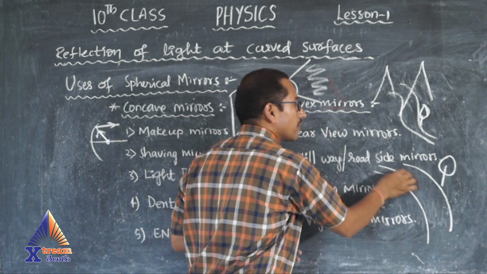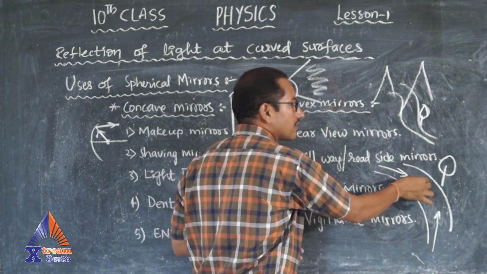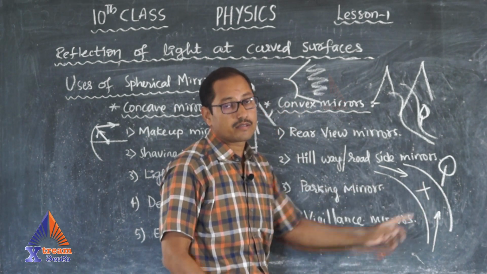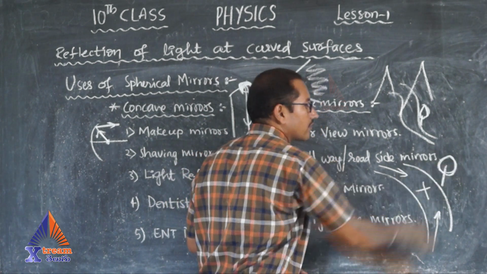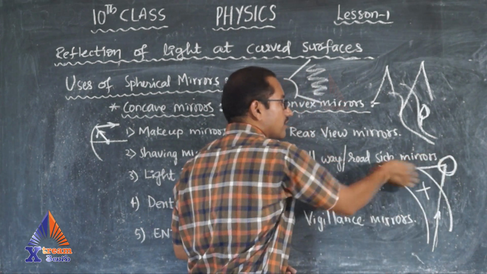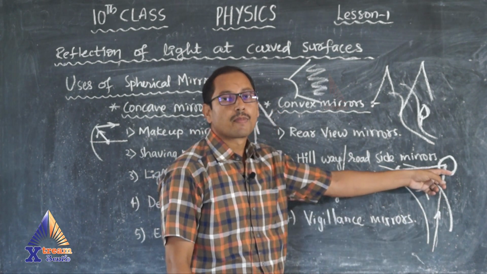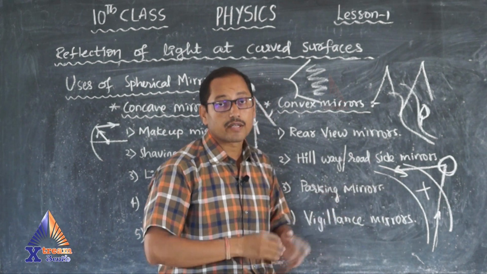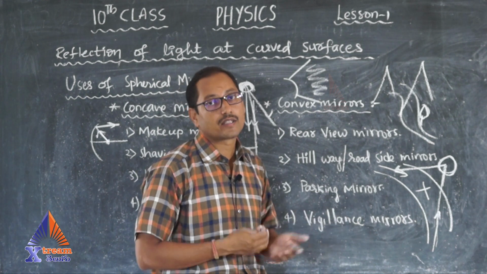If a person is coming from this side, another person is coming from this side, there is every chance of them meeting at this particular point and the accident happening. But if a mirror is there here, this person can be seen by this person. The vehicle which is coming from here can be seen by this person, and he can apply the brake or he can deviate his path so as to avoid the accident.